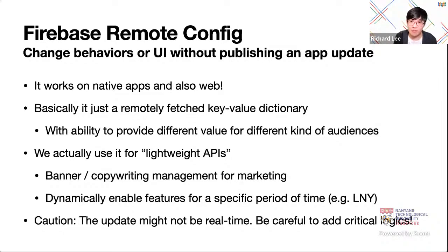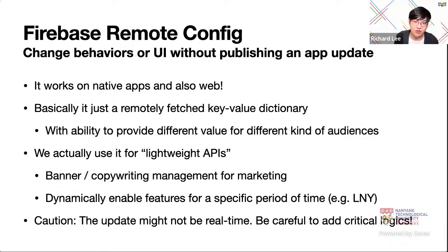It works on native apps and also on the web. And basically, you can think about it as a cloud-based JSON key-value dictionary, but you can provide different values for different kinds of audiences. Say, for example, for an audience from Singapore, I want to give them this kind of JSON, and for an audience from Taiwan, the key, like the greetings, will have some Taiwanese dialect in that remote config.